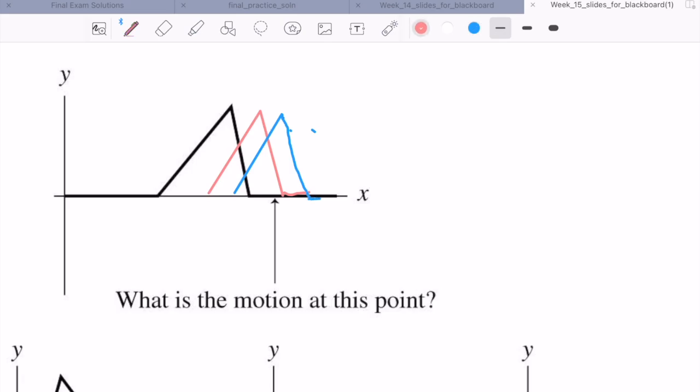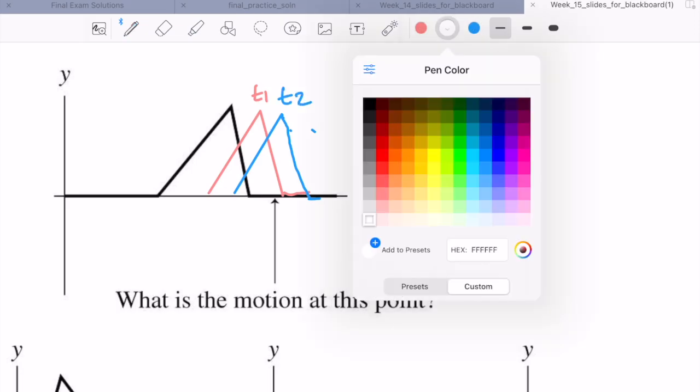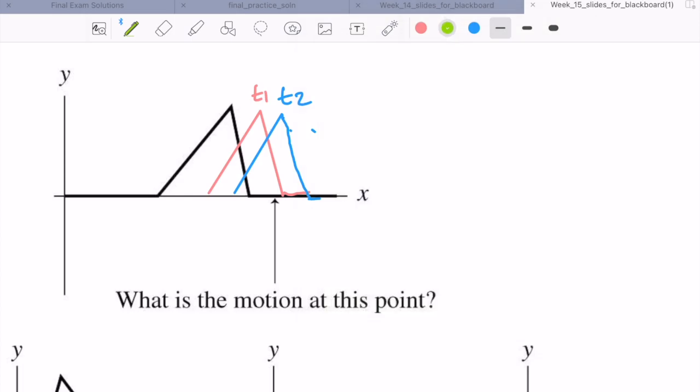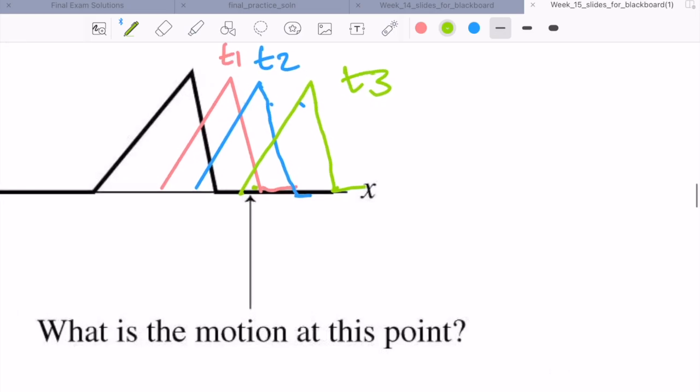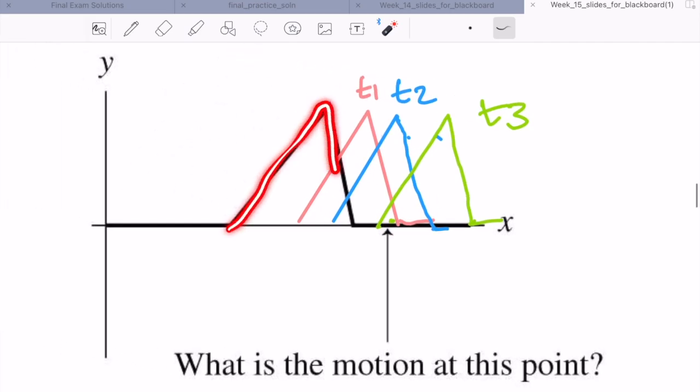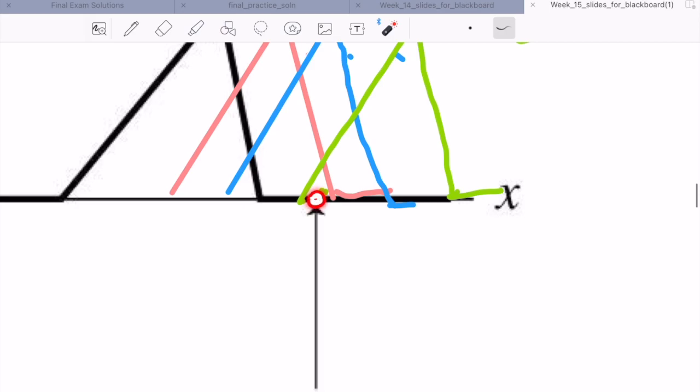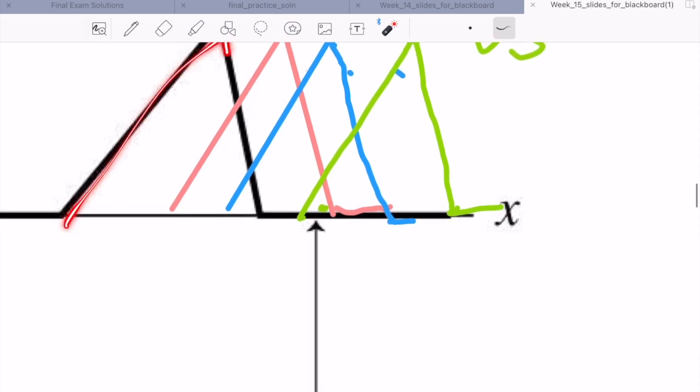So this is time 1, this is time 2, and let's say this is time 3. The idea here is that I pick a position, I pick a bead. If I look at this position right here in the original graph, this black graph, what's the position? If I'm just looking at the black graph, the original graph, right?